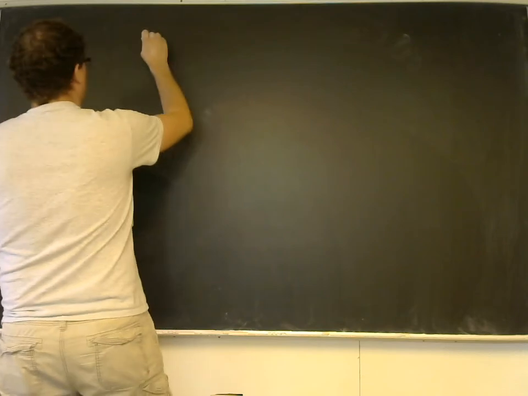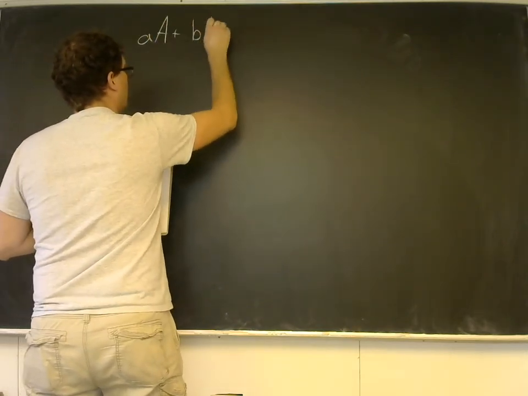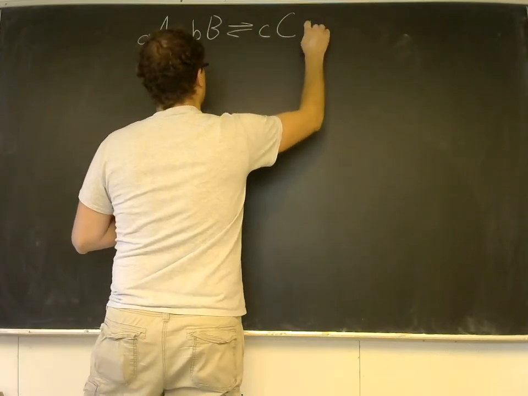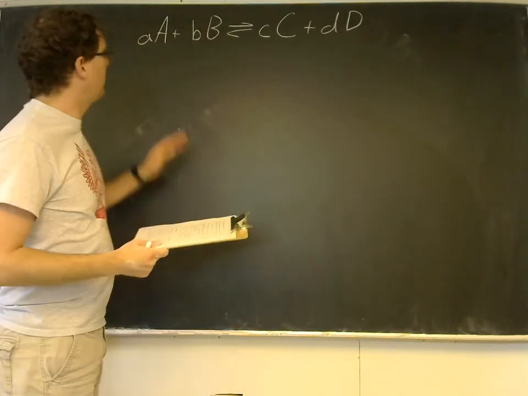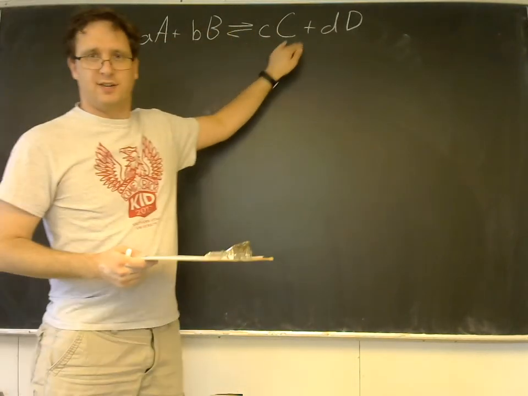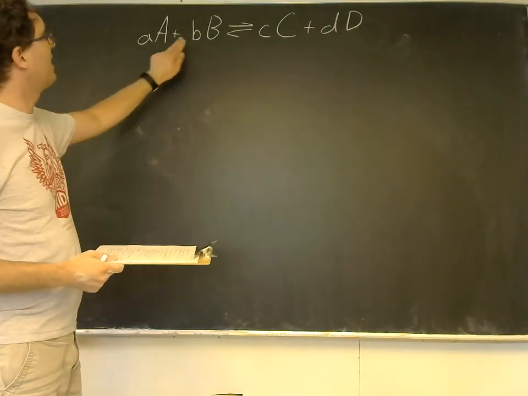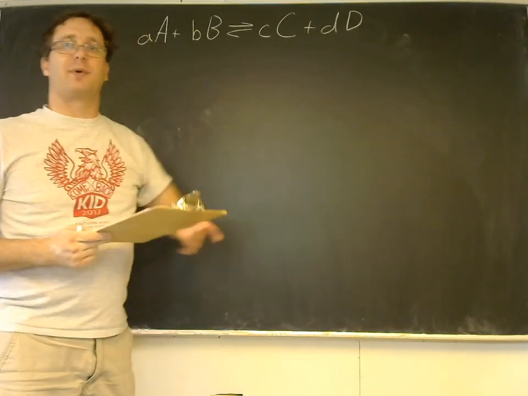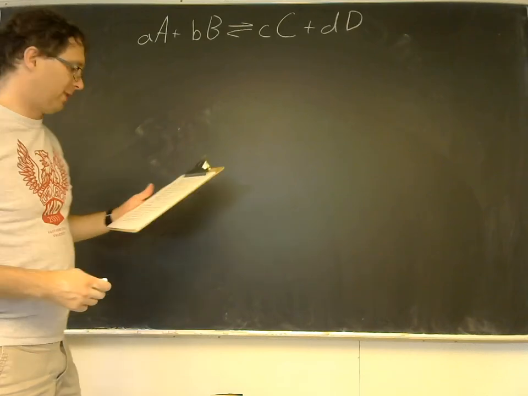let's write a form of a reaction: aA plus bB in equilibrium with cC plus dD. So here the uppercase letters are just different chemical compounds or elements, and the lowercase letters are the stoichiometric coefficients in a properly balanced chemical equation. So this could represent any chemical reaction.